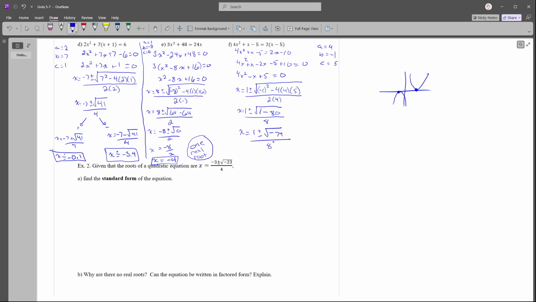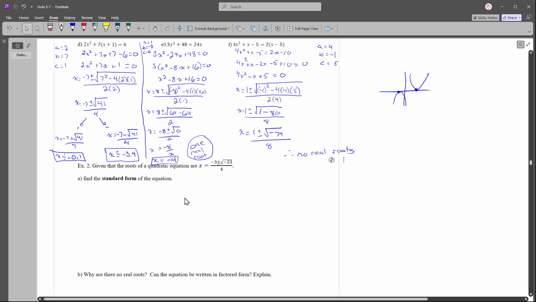And that's all over 8. But since we have a negative square root, we have an impossible situation. Therefore, no real roots. No x-intercepts. Okay. So that's the basics of how we're going to approach all these problems. But let's actually apply it to something a little bit more interesting now.